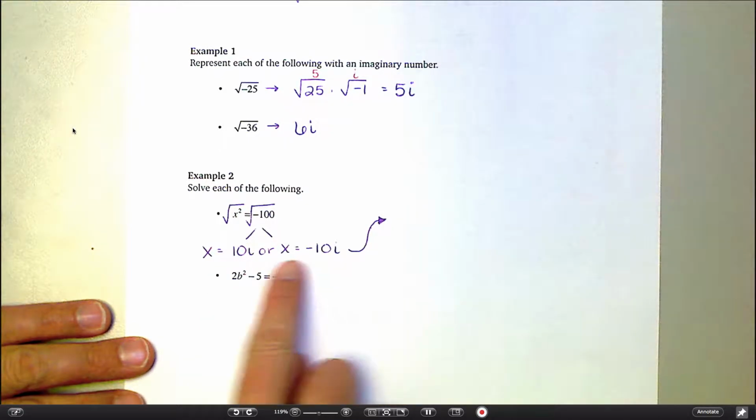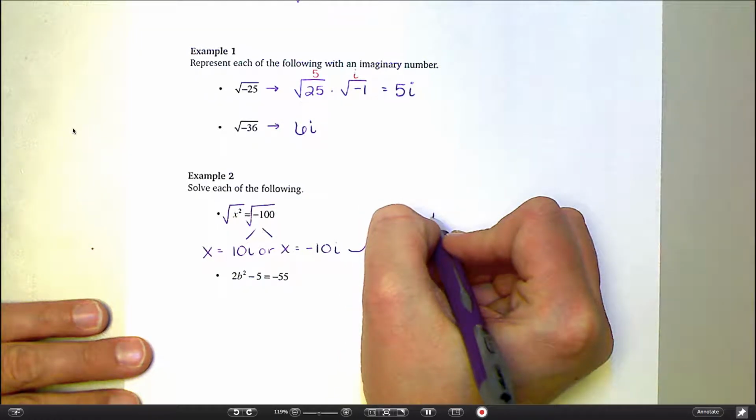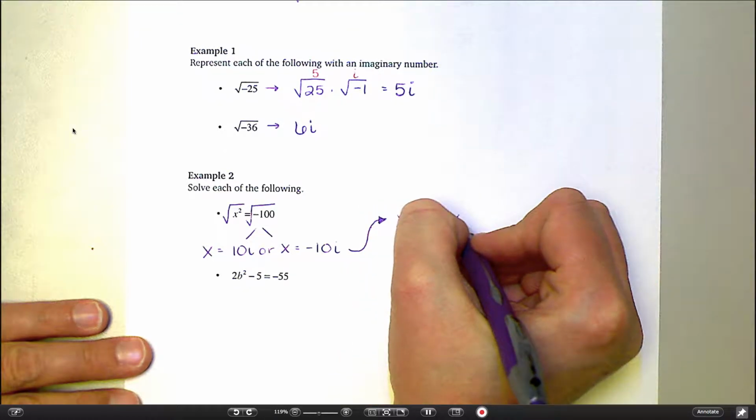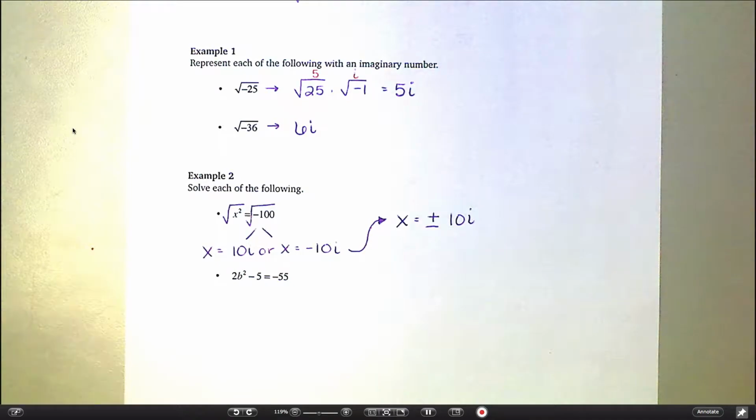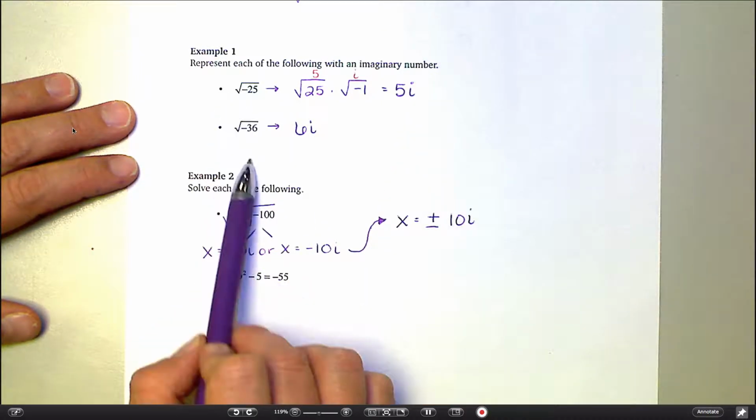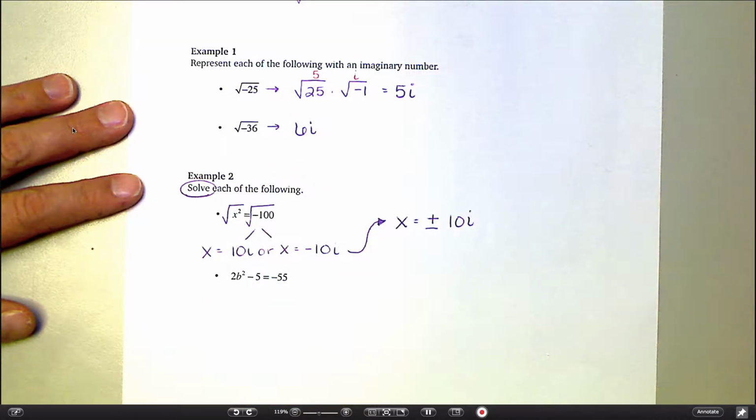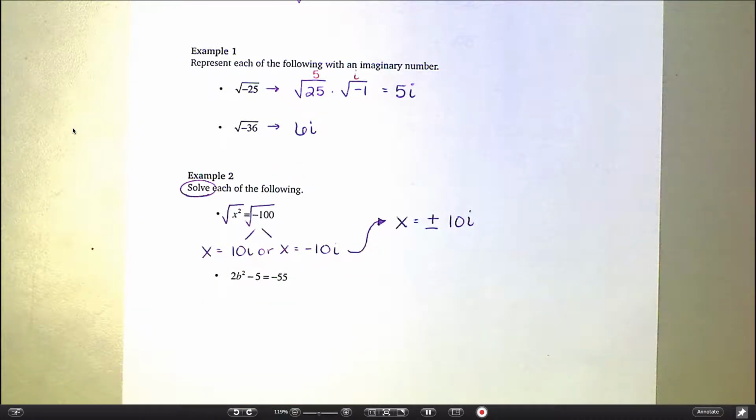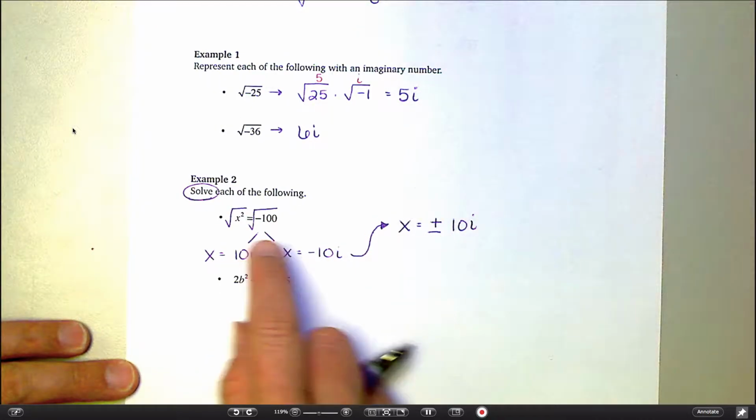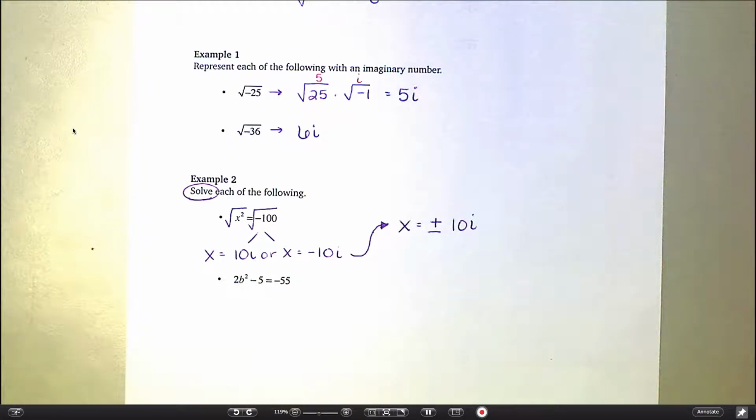There's a shorthand way for writing this, and it's like this. X equals plus or minus 10i, okay? Now, you may be asking yourself, why didn't I worry about pluses or minuses up here? Because we were taking square roots. The plus or minus really is significant when you're solving, because solving is when you're saying what numbers could X be. And X could be positive 10i or it could be negative 10i. Okay, that's really what we're saying here.